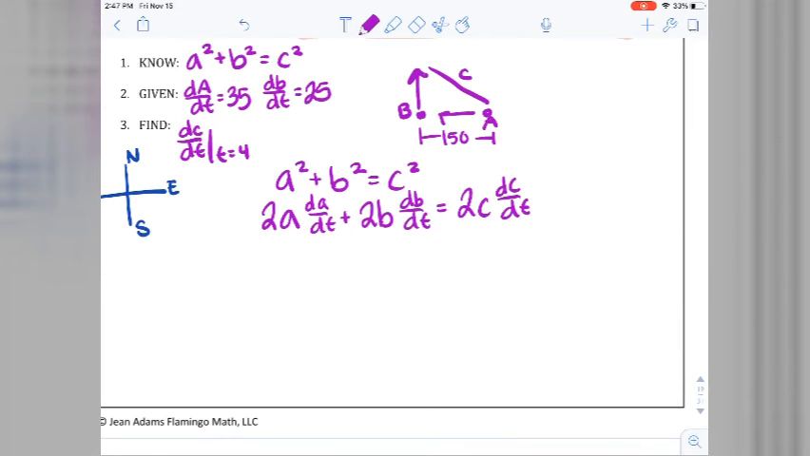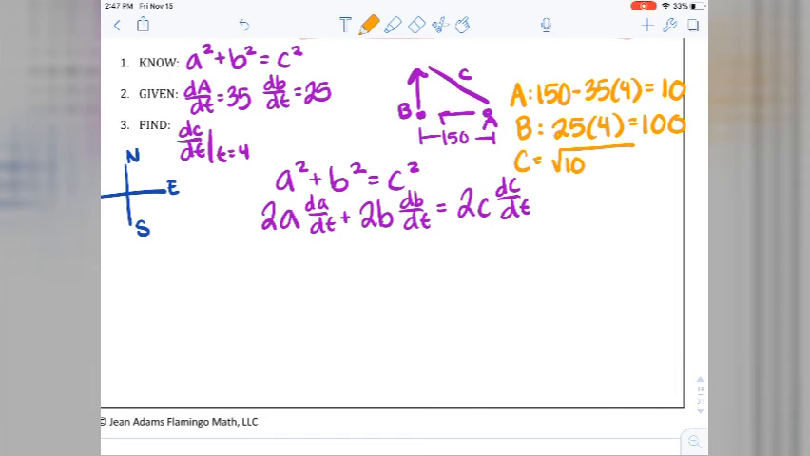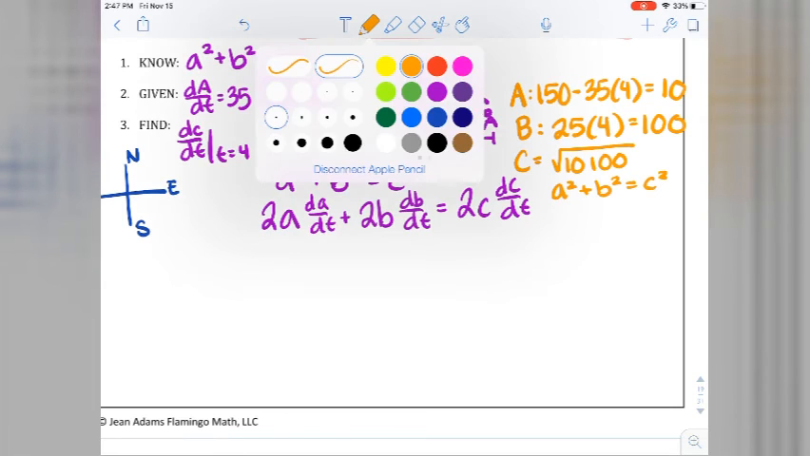So our problem before was the funkiness with A, right? So our A will be A's distance, this distance here. So we just have to think about it as A's distance really is 150 minus, it's been traveling now at 35 kilometers per hour for 4 hours. So A's distance is 10. Okay. B's distance is the same as before, 25 times 4, which is 100. C's distance is still going to be that square root of 10,100 because we're going to do A squared plus B squared equals C squared.